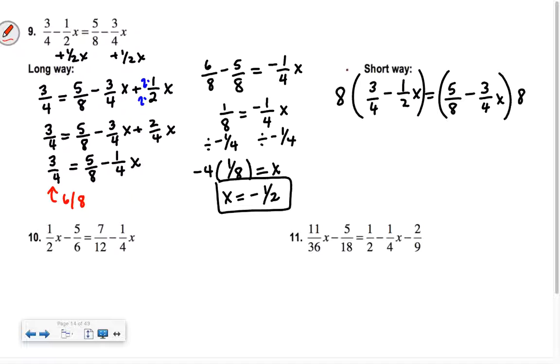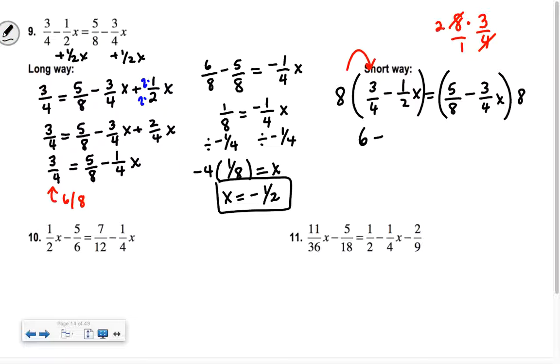So I have 8 times 3/4. Some of you are going to get very good at doing this in your head. It is 6. If you need to write it off to the side, it's 8 times 3/4. The 8 and the 4 reduce and become 2, so I have 2 times 3. Literally, if I have 8, what's a fourth of 8? 2. So what's 3 of those fourths of 8? 6. Does that make sense? So we get 6.